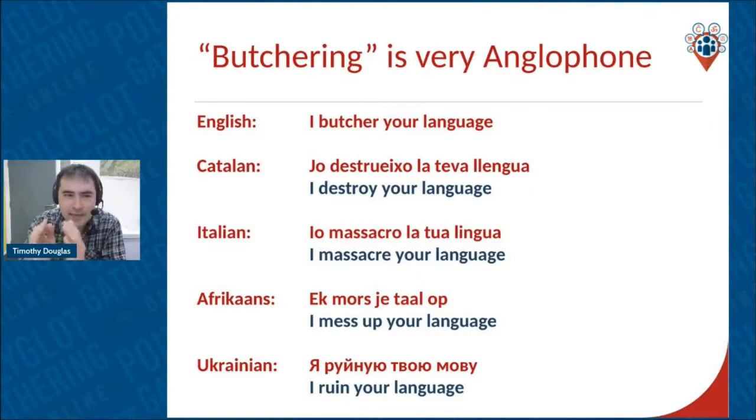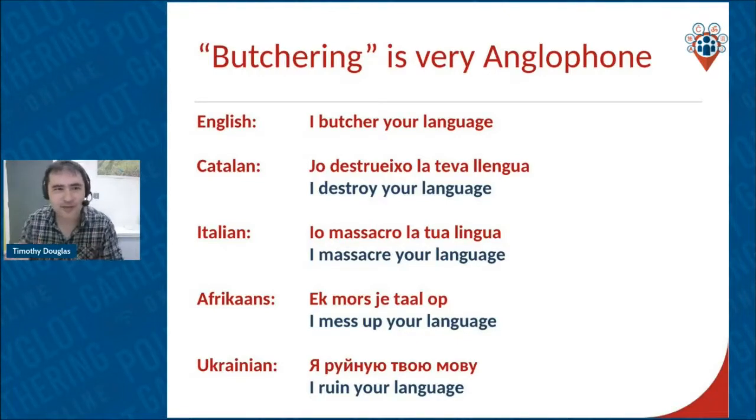Before we start going into the main part of the talk, I'd like to say that butchering a language is a very Anglophone thing to do. So in English, we butcher languages, we speak them badly. In Catalan, yo destrueixo la teva llengua, I destroy your language. In Italian, yo massacro la tua lingua, I massacre your language. In Afrikaans, ik mors je taal op, I mess your language up. And in Ukrainian, ja ruinuju tvoje movie, you ruin it. Okay, so many ways of expressing the same concept.